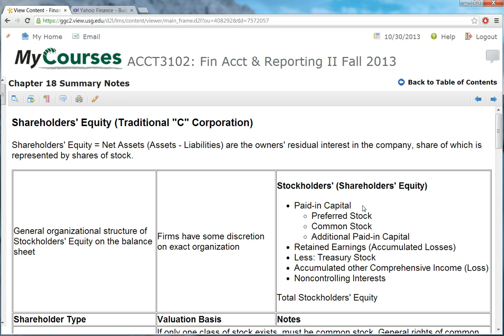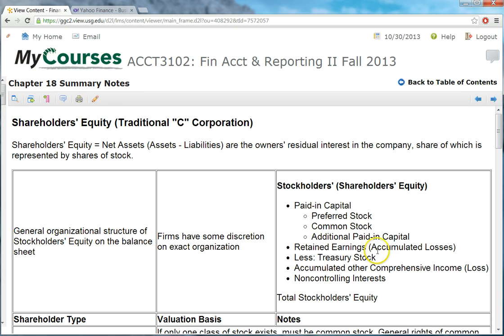Now, as we have seen in class, for example, Delta Airlines has negative retained earnings at the moment. Negative retained earnings is typically going to be relabeled as accumulated losses rather than calling it negative retained earnings. In any case, that would typically be the second element of the shareholders' equity portion of the balance sheet.